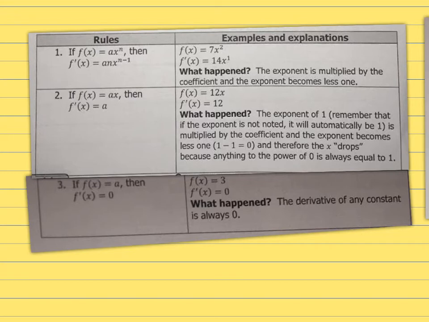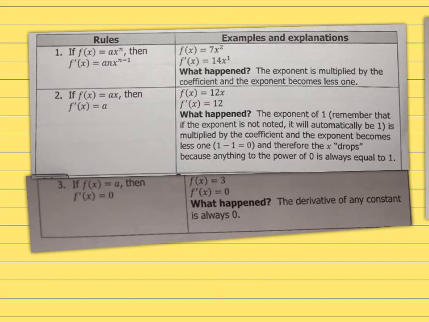If you look at rule 2, here f(x) is equal to ax. Then the derivative of f(x) is equal to a. What happened here? Let me explain it to you with this example. 12x is the same as ax. Now that x is to the power 1. Now 12 times 1 is 12. x to the power 1 minus 1 is x to the power 0. Therefore, this becomes 1, because anything to the power 0 is 1. 12 times 1 is 12.